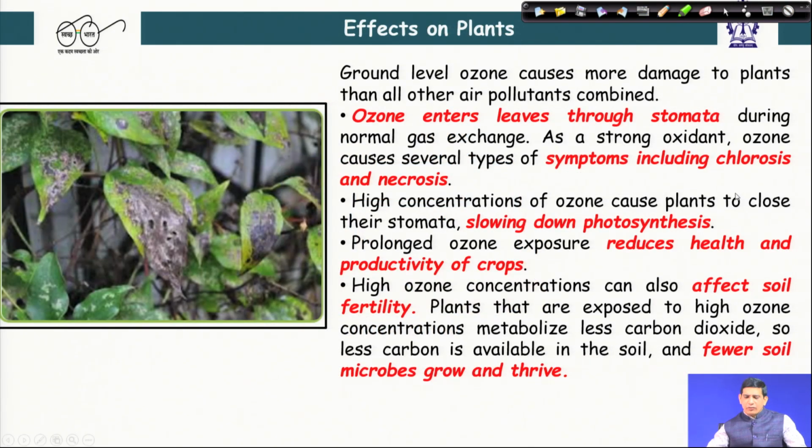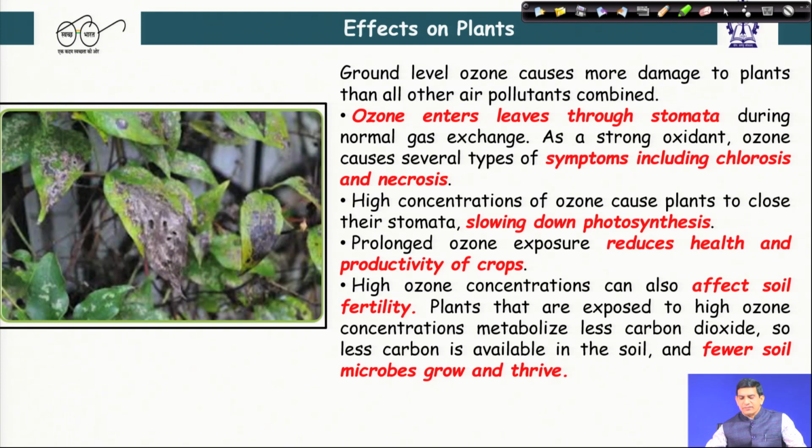So, what is the effect on plants? Ground level ozone causes more damage to plants than all the other air pollutants combined. Ozone enters through the stomata during normal gas exchange. Ozone is a strong oxidant.